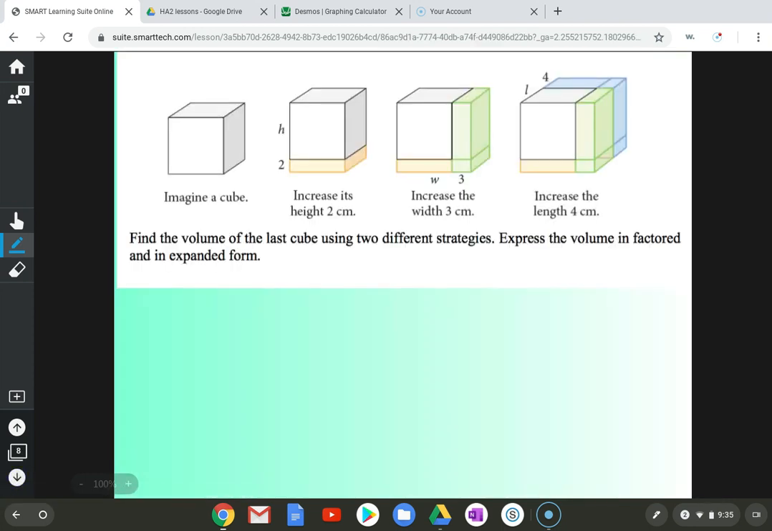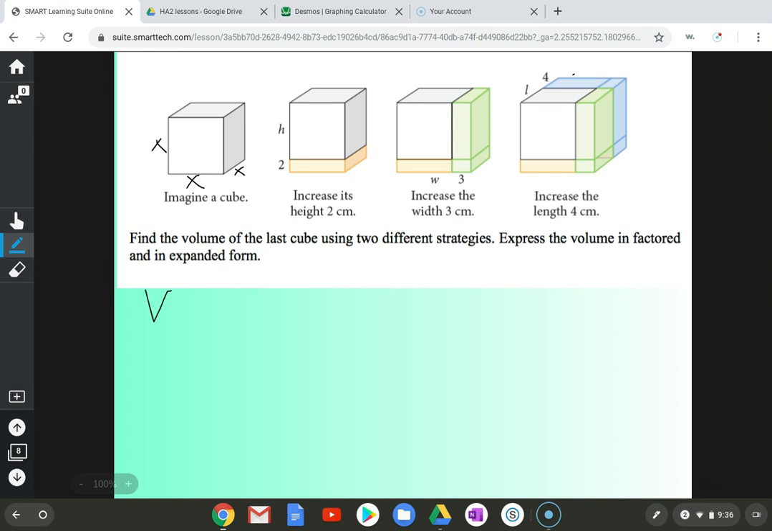All right, we're moving into section 6.2. So we're going to find the volume of a rectangular prism that started as a cube and got modified a little bit. So imagine a cube. When you have a cube, all the sides are the same length. I'm going to call them all x. Now suppose we take the height of the cube and increase it by 2, and then the width increased by 3, and the length gets increased by 4. What would be the new volume of this final shape, which is no longer a cube? It's technically a rectangular prism, but we won't get into semantics.